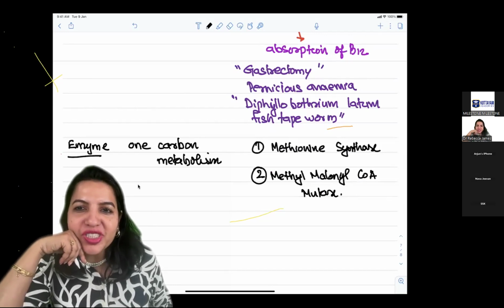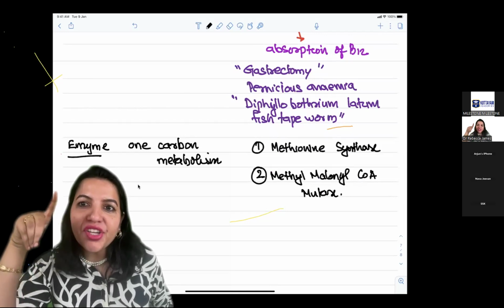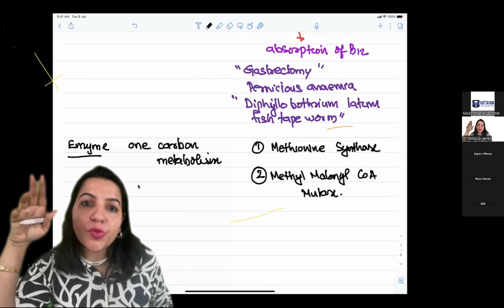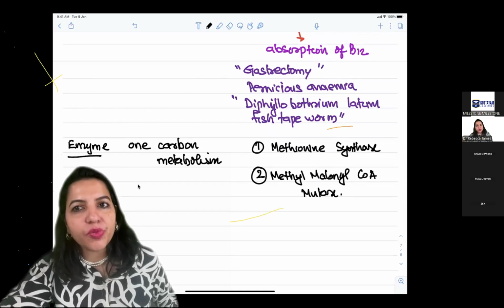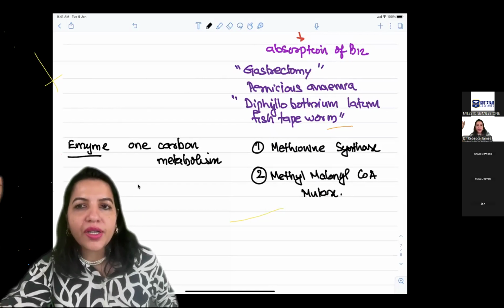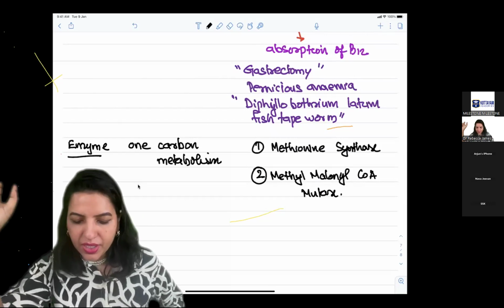Yes, gluconeogenesis, correct. Entry of the 3 carbon, yes, correct. Propionyl coenzyme A to succinyl coenzyme A, on this pathway we require methylmalonyl coenzyme A mutase.